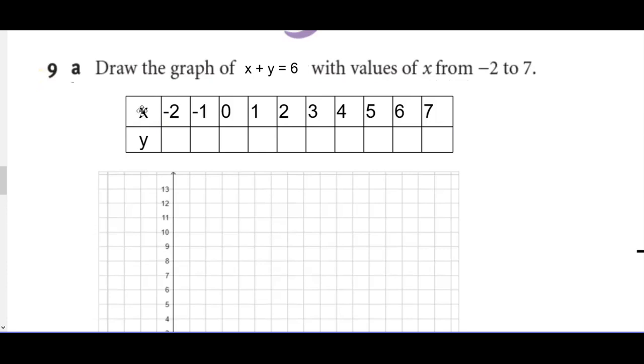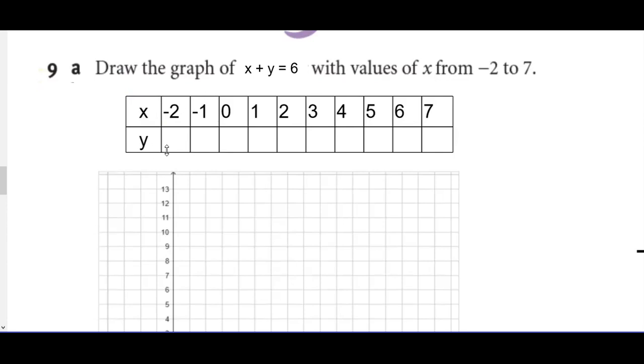So you're going to have a table value like this. This table value will need the value of x that will begin from -2 to 7. So you have -2 here, -1, 0, 1, 2, 3, 4, 5, 6, 7. It's like you're using the concept of a number line.